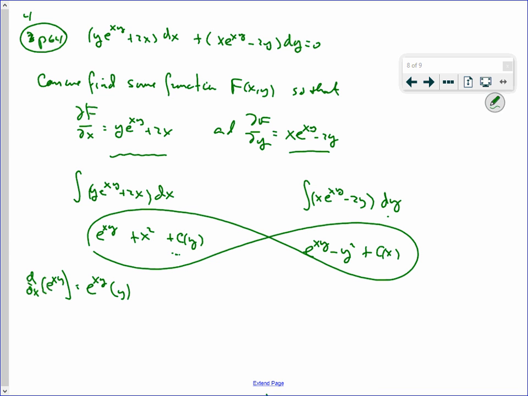Now, what happens when we put those two functions together? Can you tell me a big formula for f of xy? Well, both of these have an e to the xy in them. In the first term, we've got an x squared and some function of y that's a constant. Well, here's a function of y. In the second one, we have our minus y squared plus some function of x, which is a y constant. Well, there it is right there, the x squared. And the solution is just some, well, I've already used c twice, and I shouldn't have. Let's just call it k.